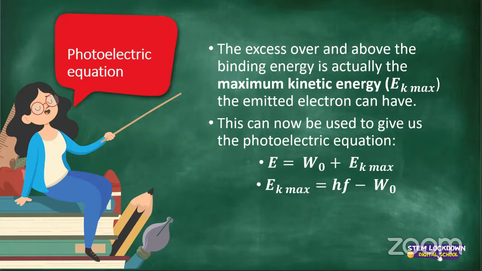So energy is equal to the work function plus the maximum kinetic energy, or maximum kinetic energy is equal to the energy of your photon minus your work function. And that's just called the photoelectric equation.